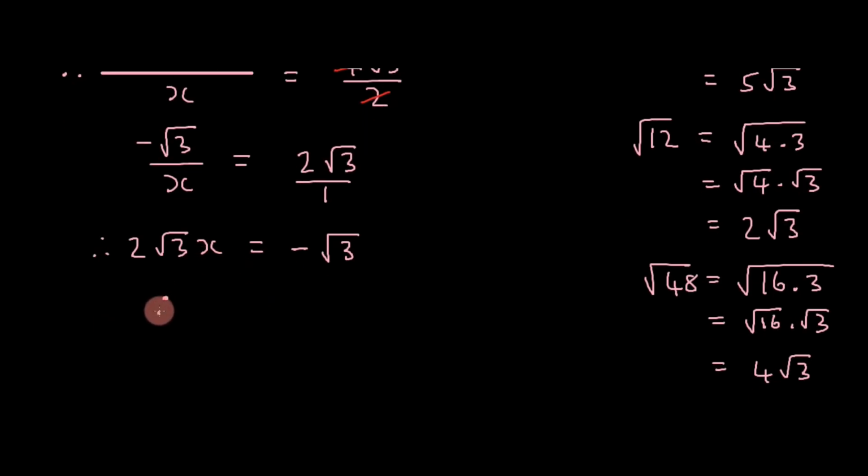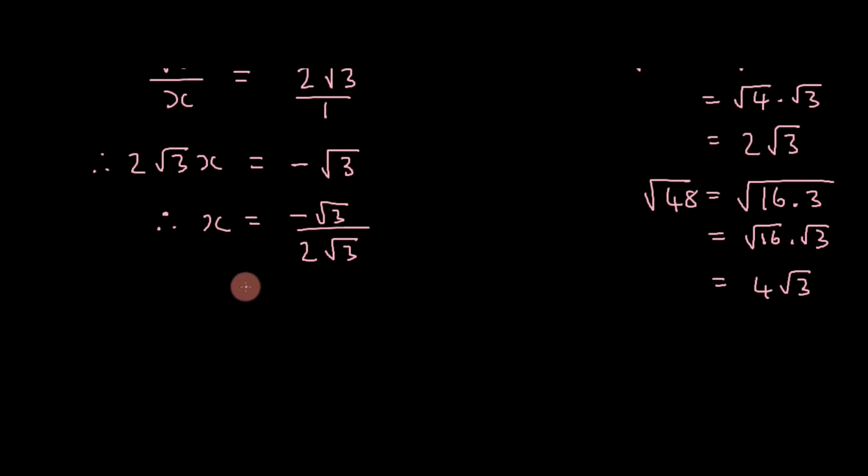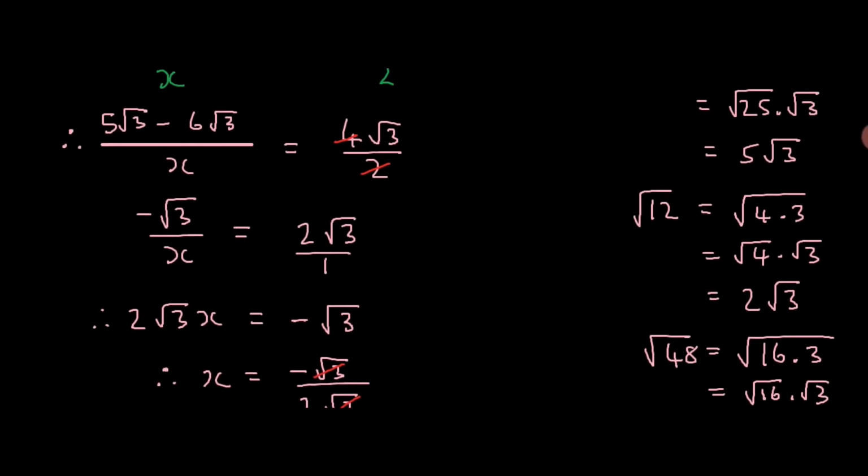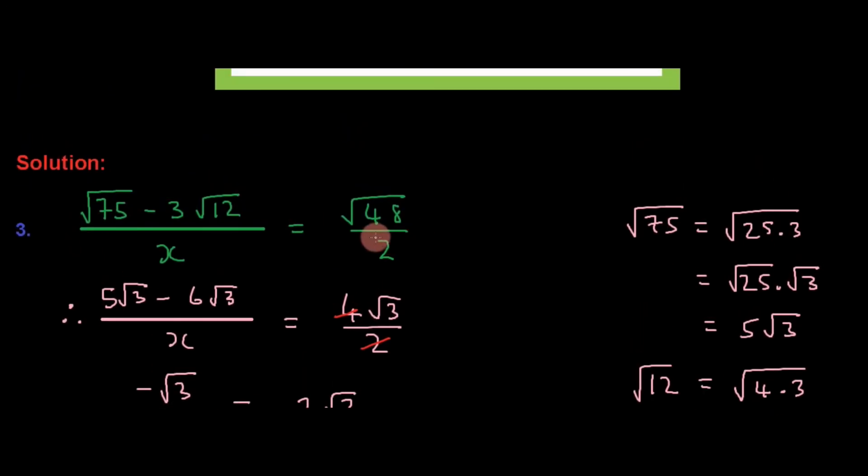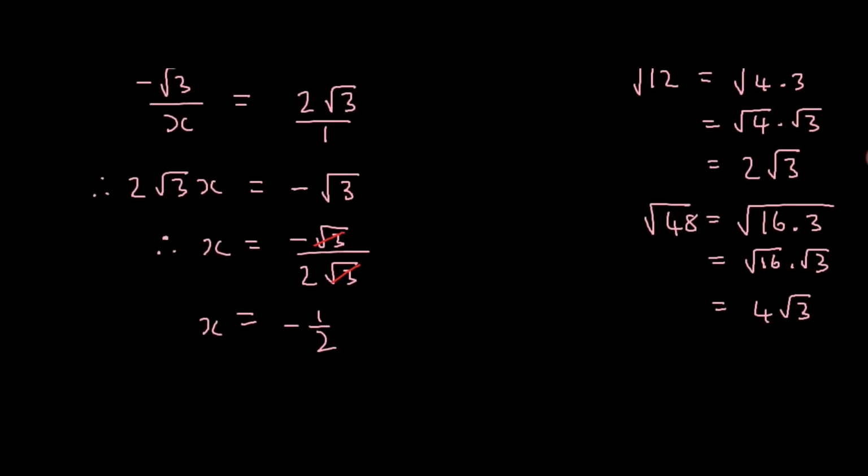Now we can divide by 2 square root 3, and the right hand side will be minus square root 3 divided by twice the square root of 3. And this, of course, is negative a half. The square roots cancel here. So we end up with x equals negative a half. Now, note that in this equation, we didn't have to square both sides, so we don't have to check our answer. So x is simply equal to negative a half.